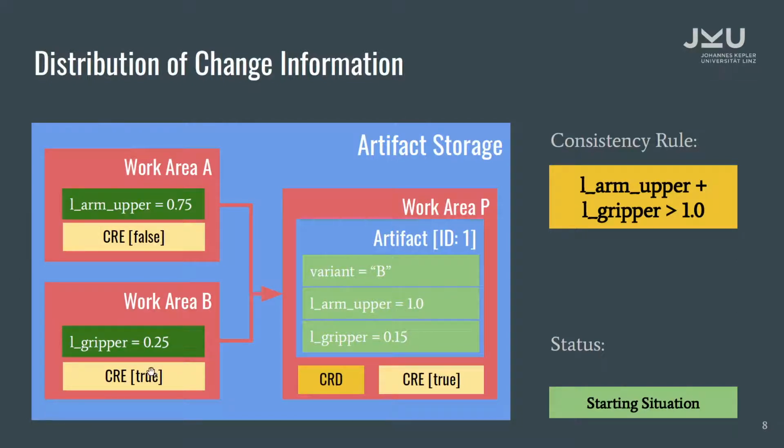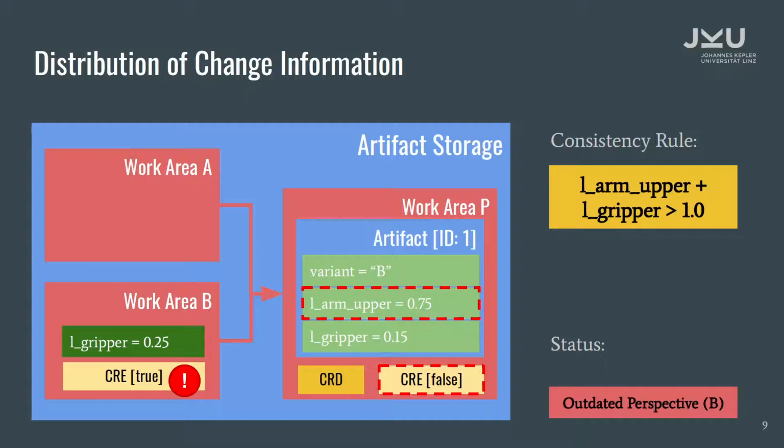In work area B, on the other hand, L gripper is 0.25 plus 1, that is 1.25, so that is fine. That CRE is still true. That is the starting situation. However, when work area A now commits its changes, work area B's perspective on the consistency state becomes outdated, because L gripper plus L arm upper is exactly 1, not more than 1. So that CRE is no longer true.